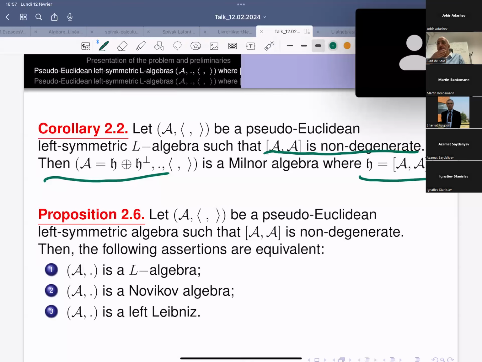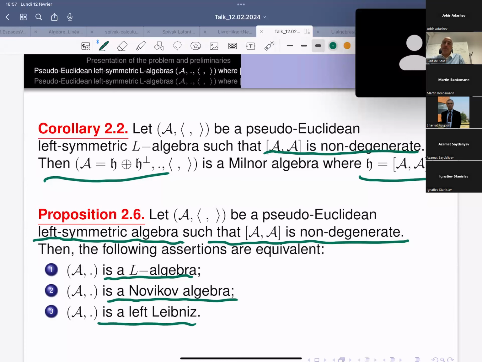And the proposition here, you have an equivalence between three classes. If you work in a left symmetric algebra which is non-degenerate, then the following assertions are equivalent: A is an L algebra, is equivalent to A is a Novikov algebra, is equivalent to left Leibniz. It's exactly the same if you work in the left symmetric algebra such that it is non-degenerate. Okay.